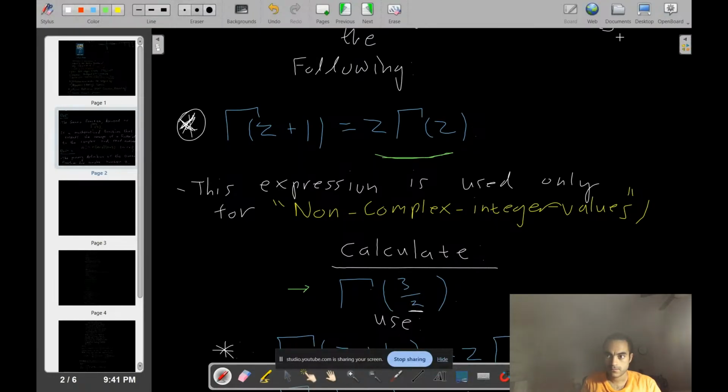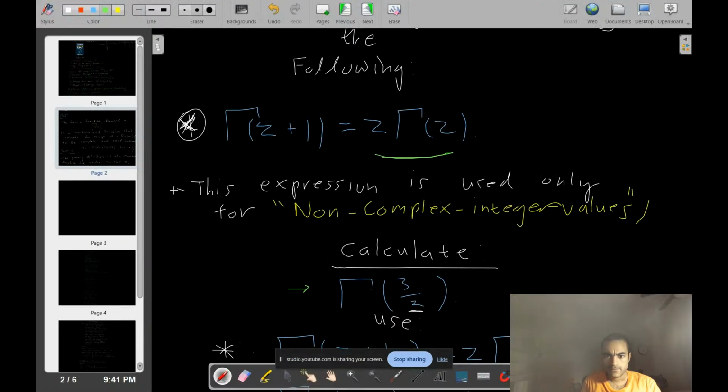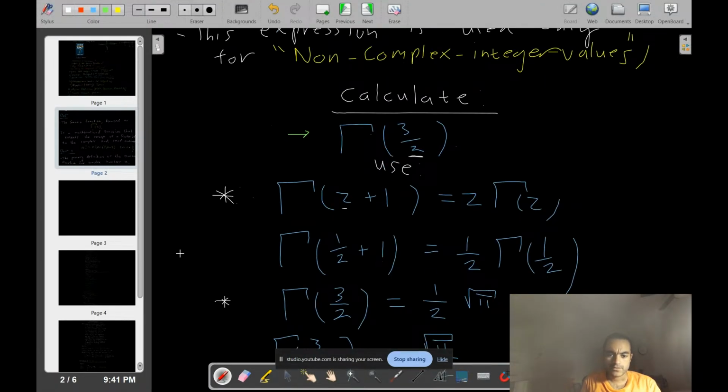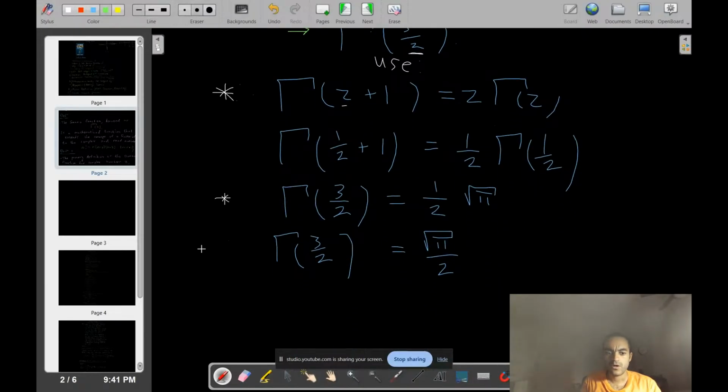Makes sense? Hopefully the audience is following. That's why I did that. So gamma of 1/2 plus 1 is 1/2 of gamma of 1/2. Now we're on to step 3. Gamma of 3/2 is equal to 1/2 times root pi.